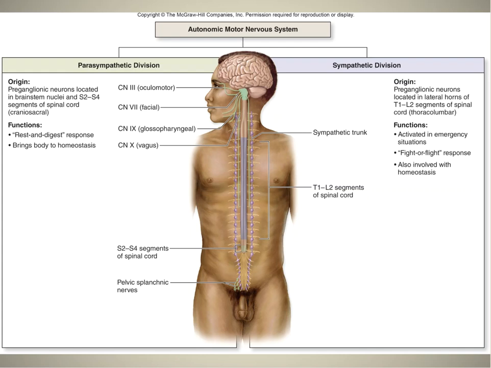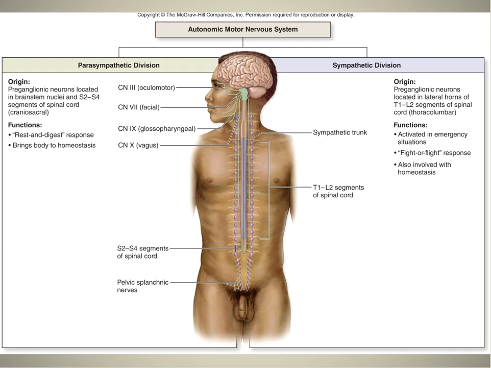And this is why you need to know the different parts of the spinal cord and what's called cranial. Cranial comes from the brain. Spinal means it comes from the spinal cord. The parasympathetic division is often called the craniosacral division because its preganglionic motor neurons come out of either the brain or the sacral division of the spinal cord, which is the most inferior part of the spinal cord.